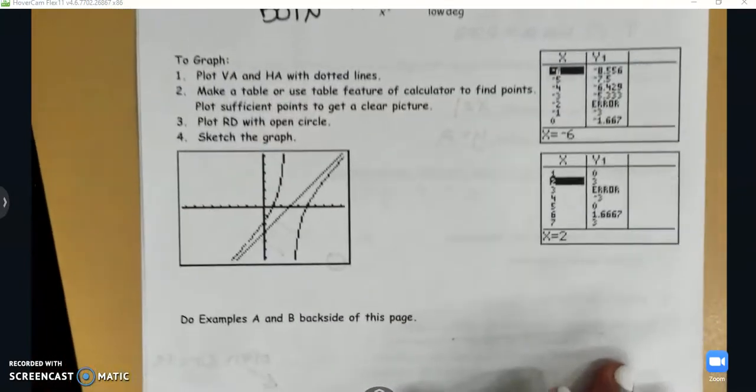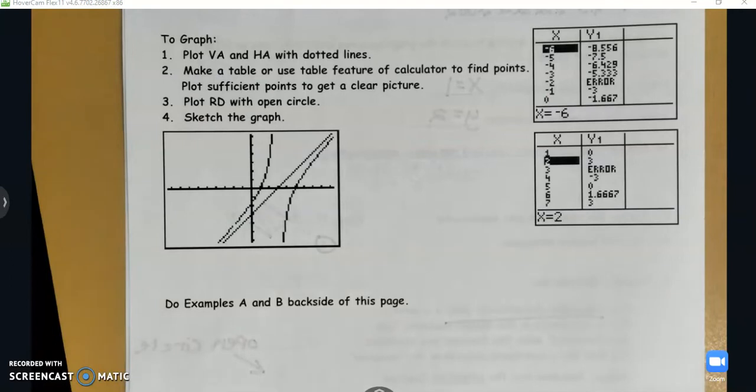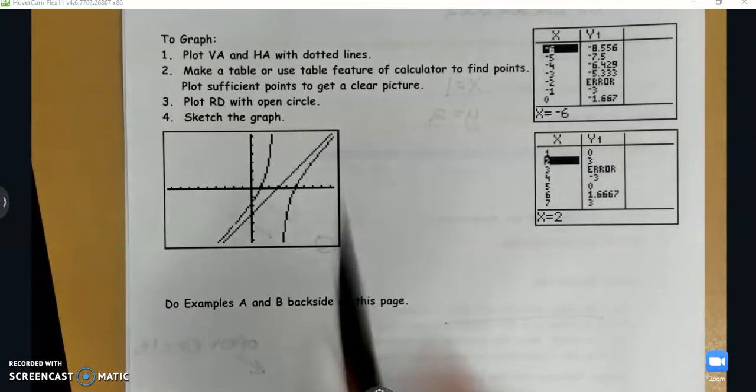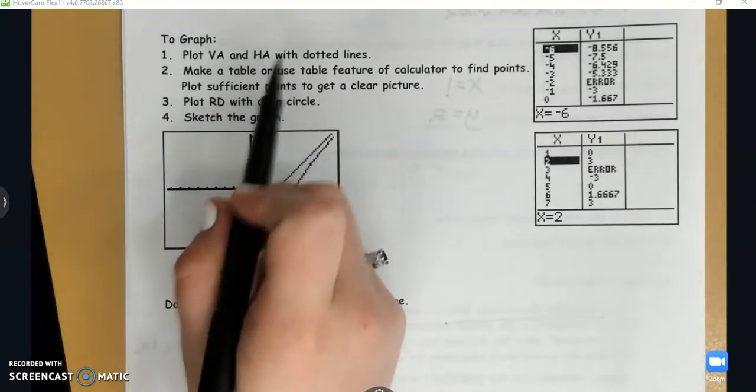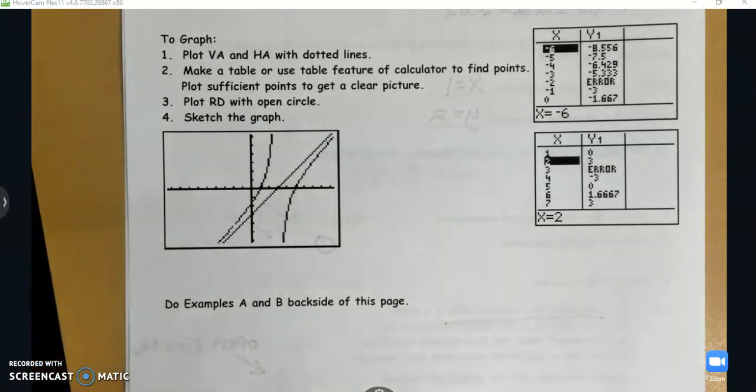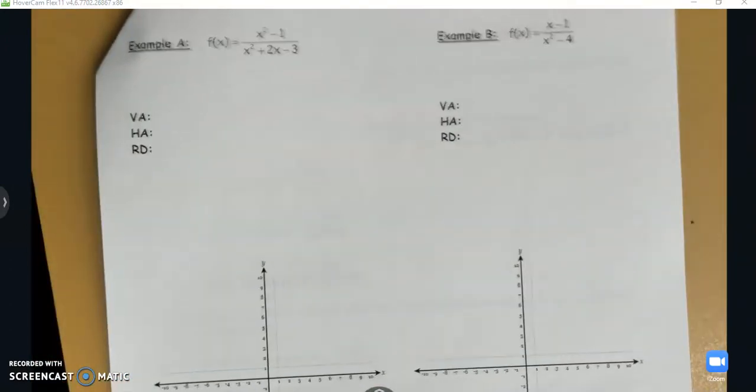So what does all this information help us with? Well, if we're going to graph one of these rational functions, first we plot our vertical and horizontal asymptotes with dotted lines. If we have a removable discontinuity, we put that with an open circle. And then we use a table to figure out where our graph exists on and around these barriers with our asymptotes, and you connect the dots to sketch the graph. So let's go ahead and practice this. We're going to do 2 examples, starting with example A.